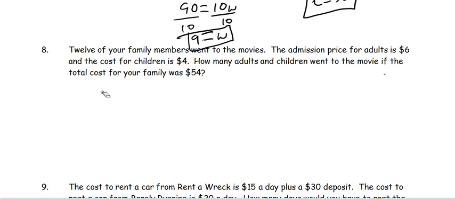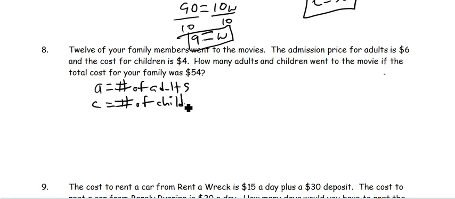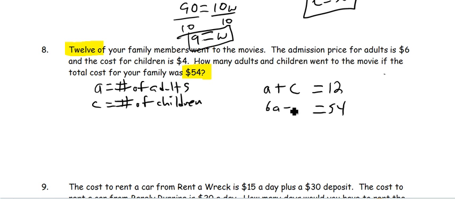So here we are. We have adult tickets. A will equal the number of adults. C will equal the number of children. We have two totals. We have a total of 54 and 12. So let's set two equations. A plus C equals 12. Now this is just people. So the number of adults plus the number of children equals that. Here we have money, 6 times the number of adults plus 4 times the number of children equals 54.